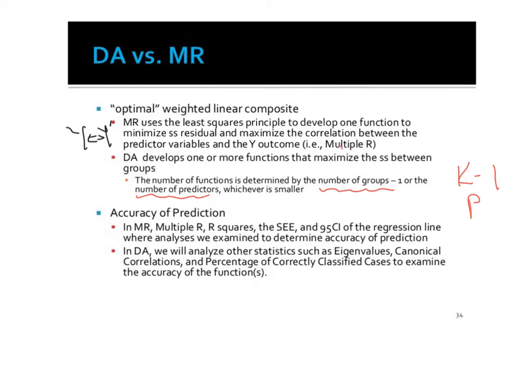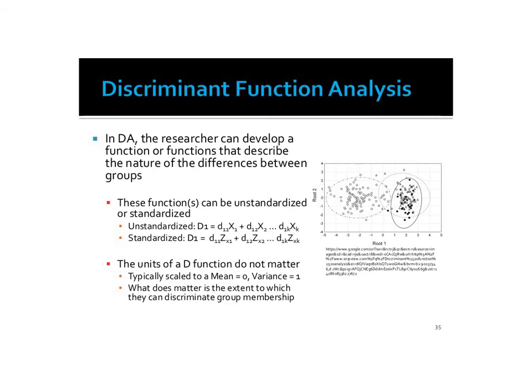How do we assess how good these optimal linear composites that we're going to create are? In multiple regression, that was through multiple r, so increase explained variance, consequently decreasing the standard error of the estimate, trying to minimize the size of the confidence interval to increase accuracy. In discriminant function analysis, we're going to use different statistics. Those are going to include eigenvalues, canonical correlations, and percentage of correctly classified cases. So that's some of the material I'll be presenting in the rest of this video.